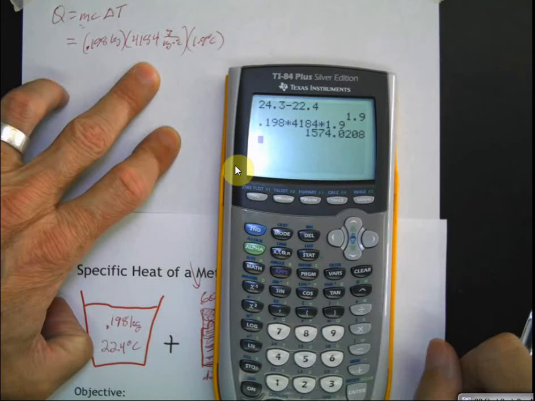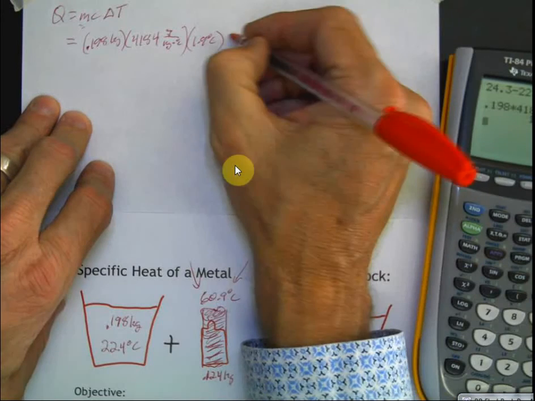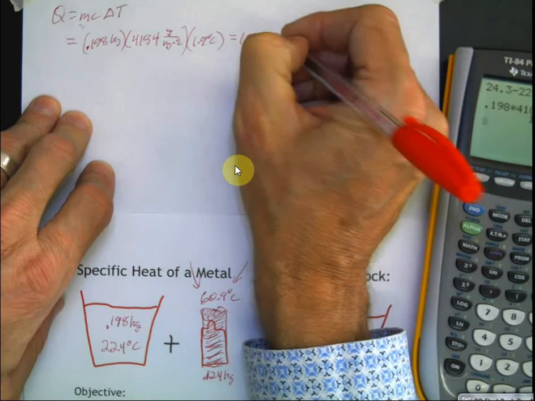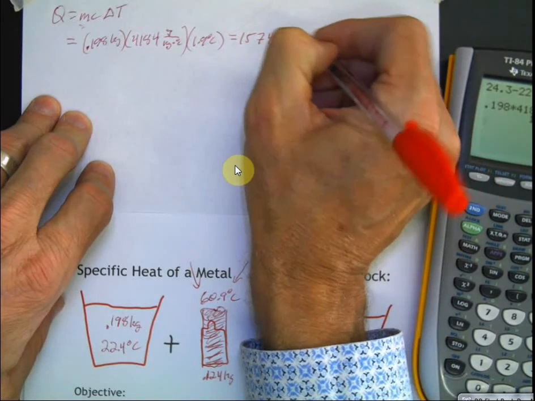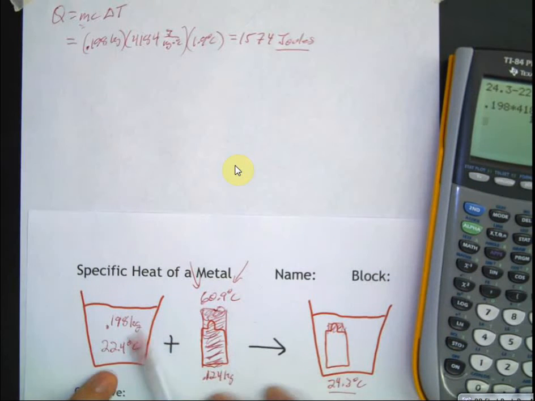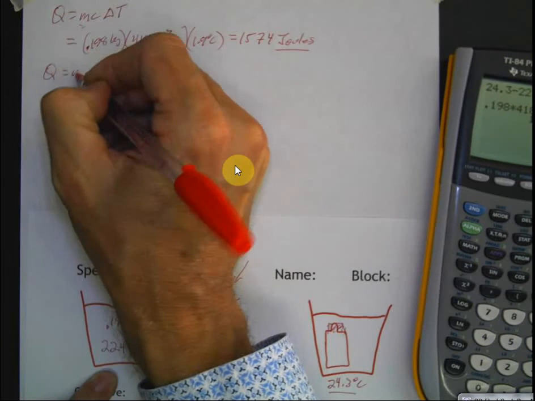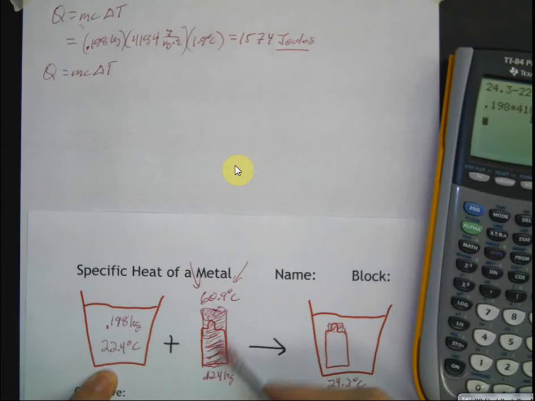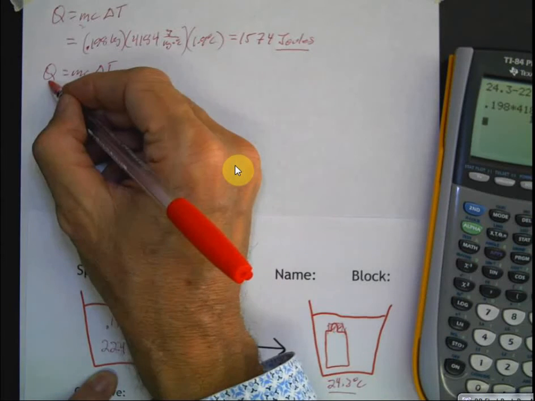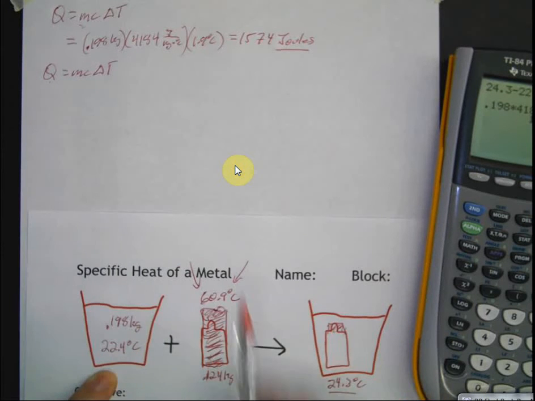And so we get about 1574 joules. Okay, so this is the energy in joules that the cold water received as it warmed up and became the hot water. That means that whatever metal it was, had to lose that amount of energy. So now we're going to do the Q equals mc delta T for the piece of metal. And the Q for the piece of metal, we know has to be the same amount of energy that was gained by the water, must be the same amount of energy that was lost by the brass.